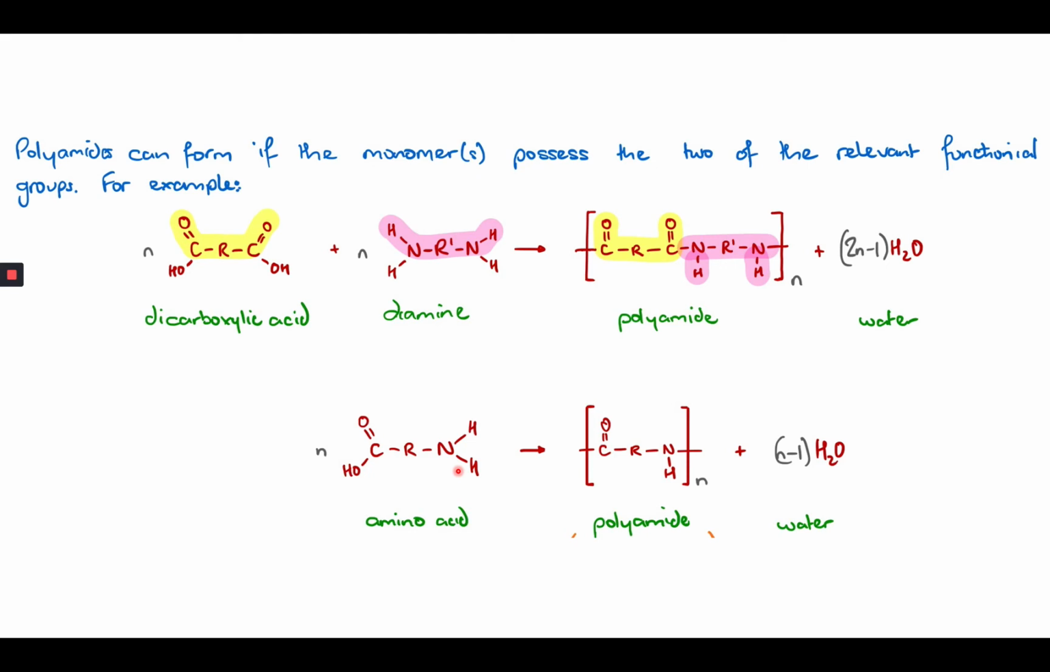So fairly straightforward. Just to make it clear, this could have been an acyl chloride, so it could have been a diacyl chloride. I haven't seen it with an acyl chloride on the single monomer, but it could be. So we just have to remember that that would mean that the small molecule removed would be hydrogen chloride and not water. But you can see it's so similar to the polyester.